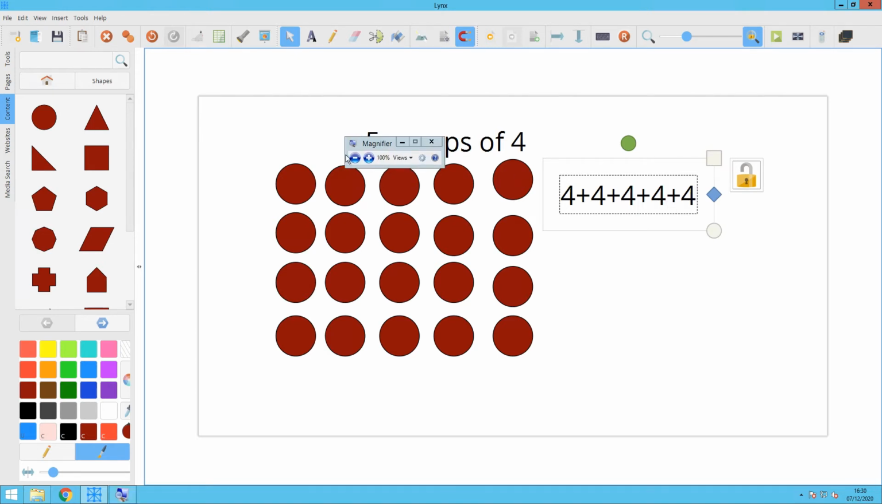And that magnifier has come up again. I don't know why. I'm just going to delete it. I don't know why that keeps coming up.